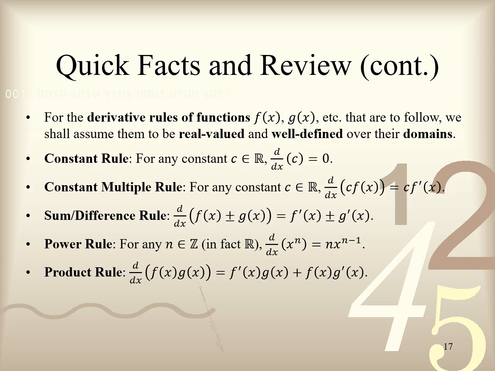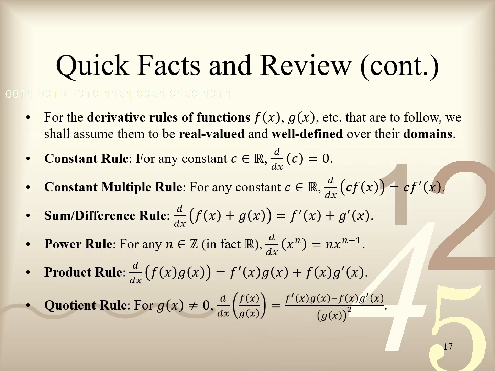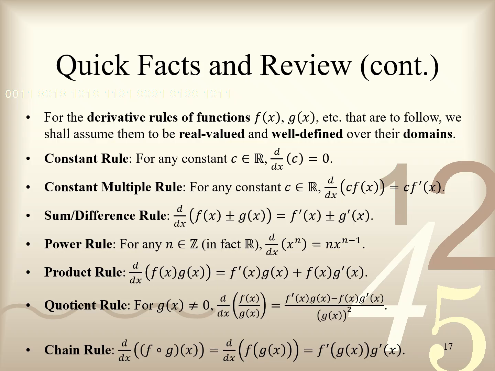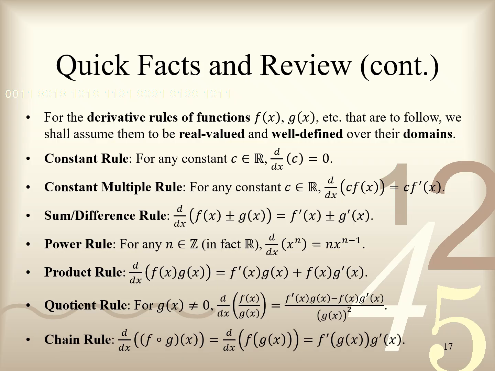The quotient rule states that for two functions f and g, where g is not equal to 0, the derivative of the quotient f over g equals the derivative of f times g minus f times the derivative of g, all over g squared. Finally, the chain rule states that for two functions f and g, the derivative of the composition f of g of x equals the derivative of f at g of x, times the derivative of g at x.